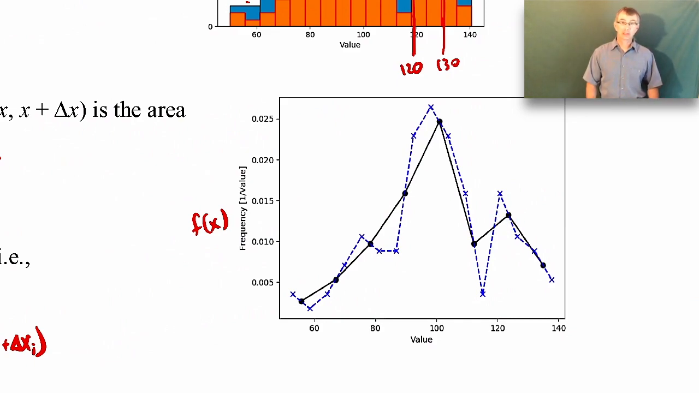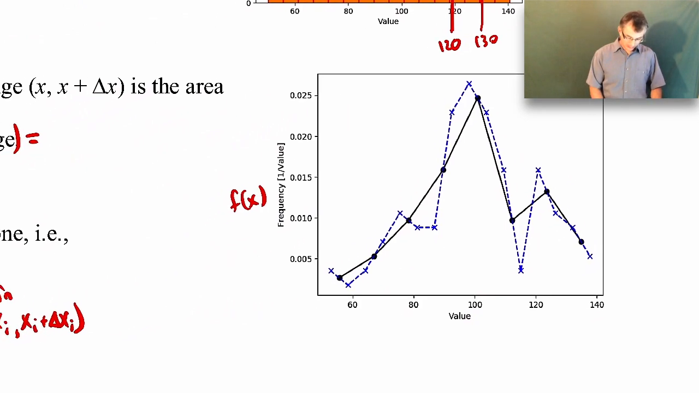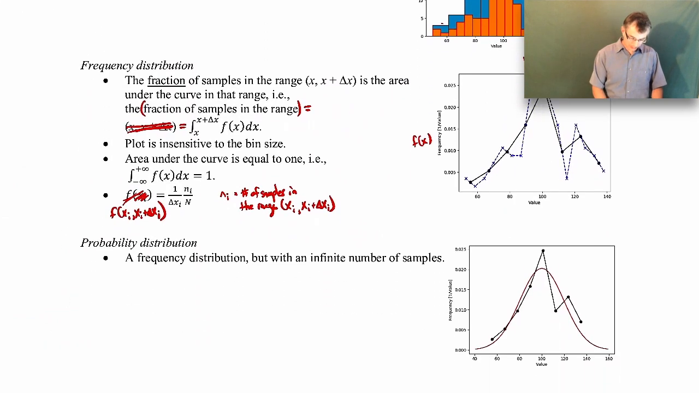Okay, so that's the frequency distribution. And in practice, it's better to work with frequency distributions as opposed to histograms for the reasons I talked about before. They're insensitive to the bin size, and the area underneath the frequency distribution is always equal to 1. Just a little more consistent. And then the last thing that I talked about in our lecture is the probability distribution.